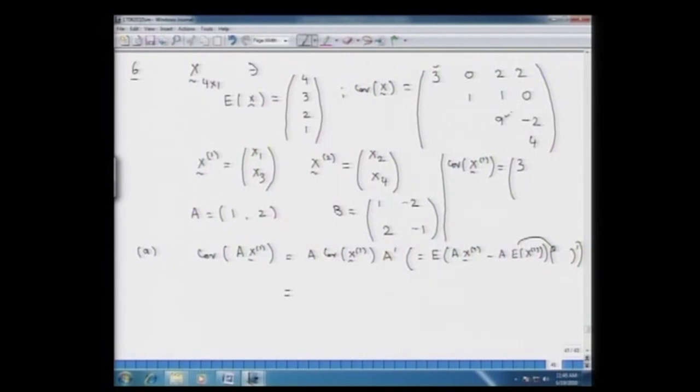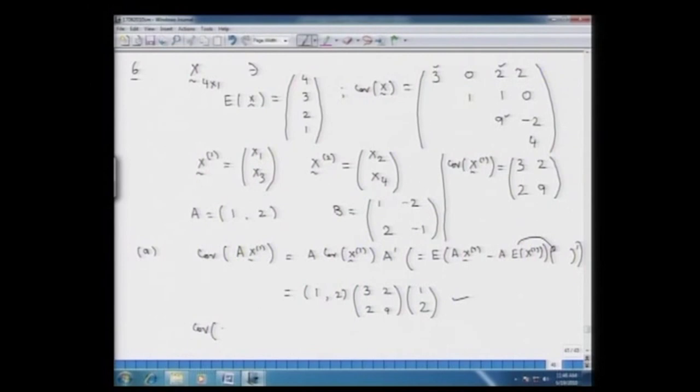So, the variance of x3 is 9, and then the off diagonal elements of this covariance matrix would be given by the covariance between x1 and x3. What is that? This is this entry. So, covariance between x1 and x3 is 2, so that the covariance between x3 and x1 would also be equal to 2. So, this is the covariance matrix of the x1 subvector. So, what we will be having is 1, 2, 3, 2, 2, 9, 1, 2, right? So, this is the covariance of Ax1.